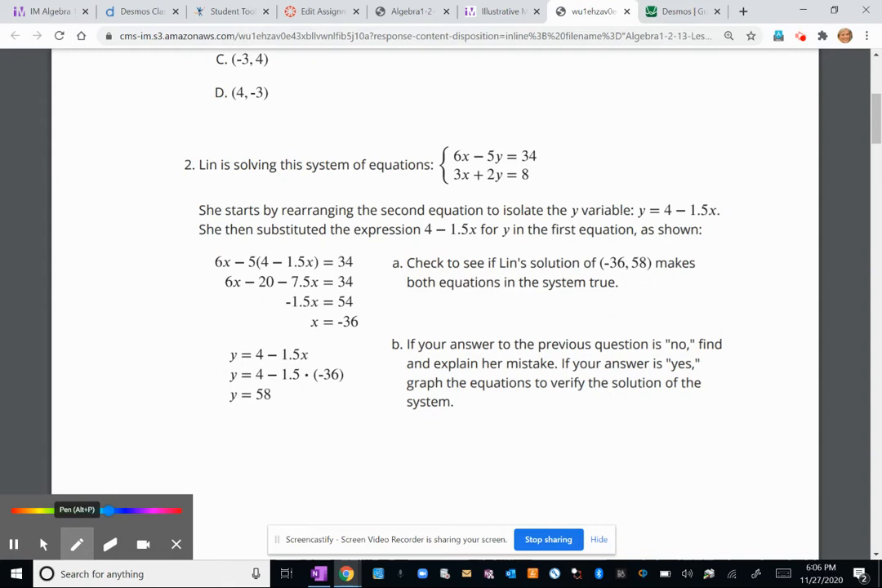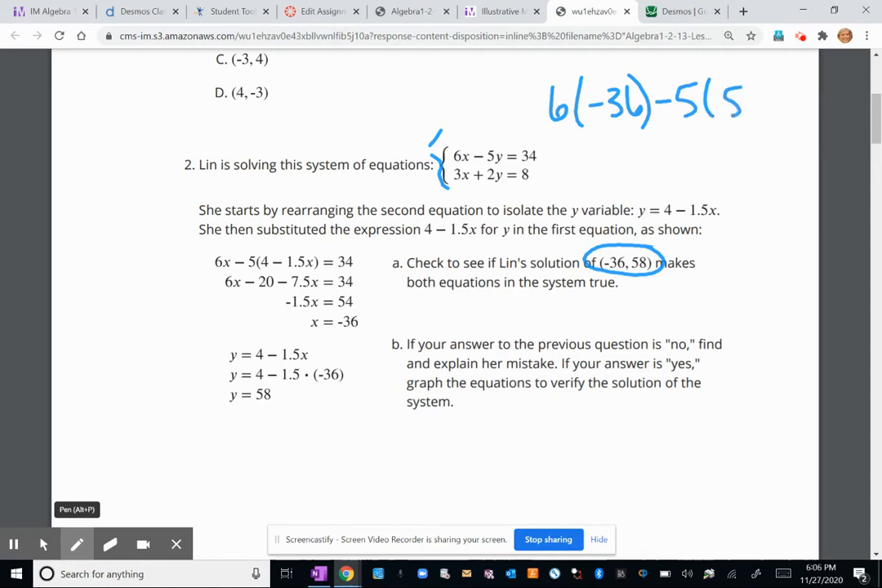So if this is the correct solution, then it will make both of these equations up here true. So we'll just check 6 times negative 36 minus 5 times 58. And does that equal 34? Well, it actually equals negative 506. So that tells me that Lynn's solution is not correct.